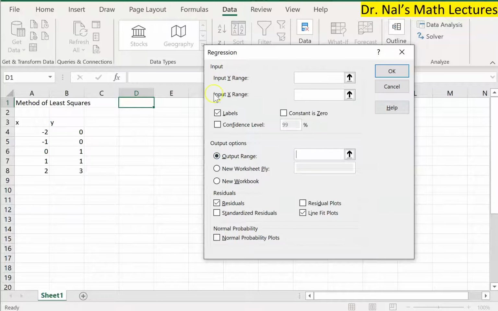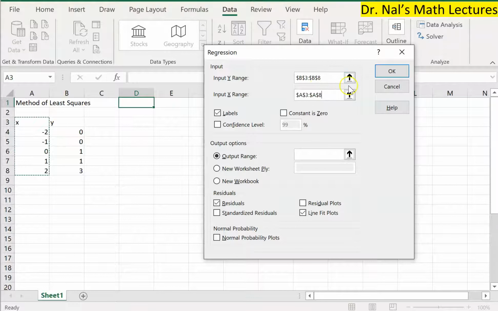Let me make sure I explain each one separately. We start with the dependent variable. Y is referred to as the dependent variable, so it's this column over here. Select it and there you go. The independent variable is x. Labels are selected because the data includes labels, the column headers basically.